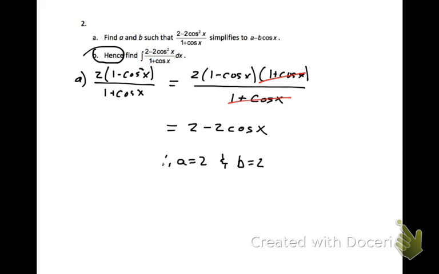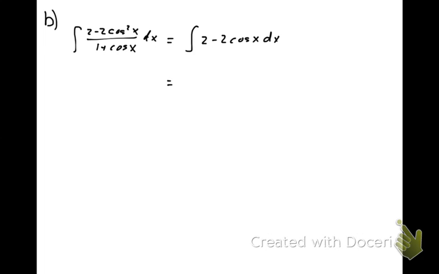And B part says hence. I circled hence because this is a very important command word. When you see hence, you know that you are using what you just found in the next part. So in B part, we can now change the original expression to the one that we just found, that we simplified. And then we can just integrate both terms, and they integrate pretty straightforwardly: 2x minus 2 sine x plus c.